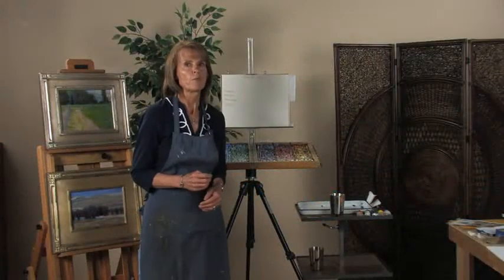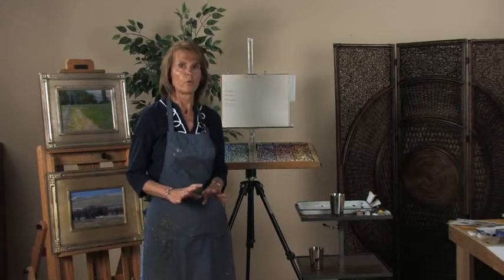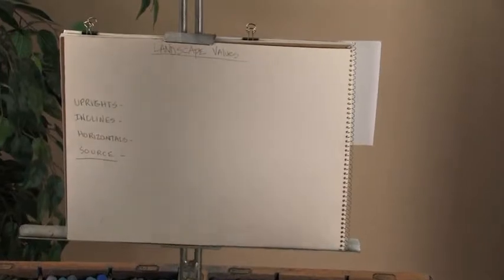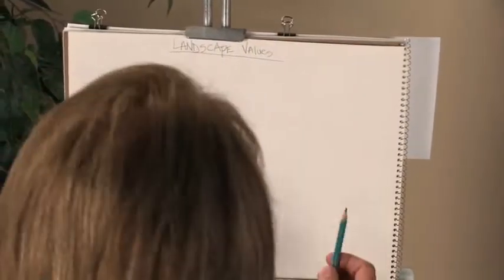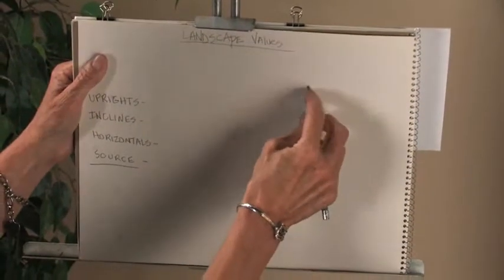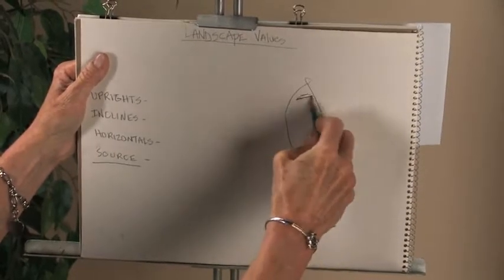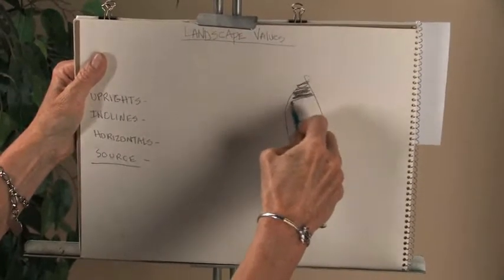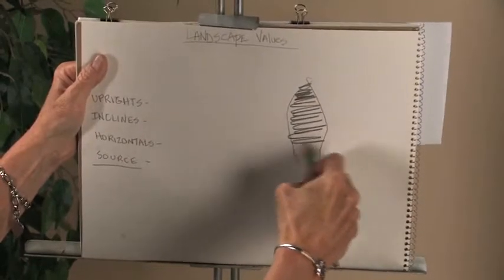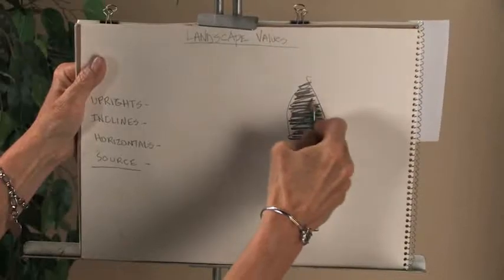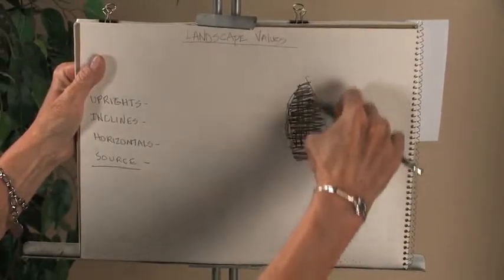In the landscape, we usually have 4 different kinds of values. Okay, so the very beginning, we will have uprights, things like trees, that are very dark. They are the darkest thing in the landscape. And that is because they receive the least amount of light. Okay, so they will end up being the darkest thing.